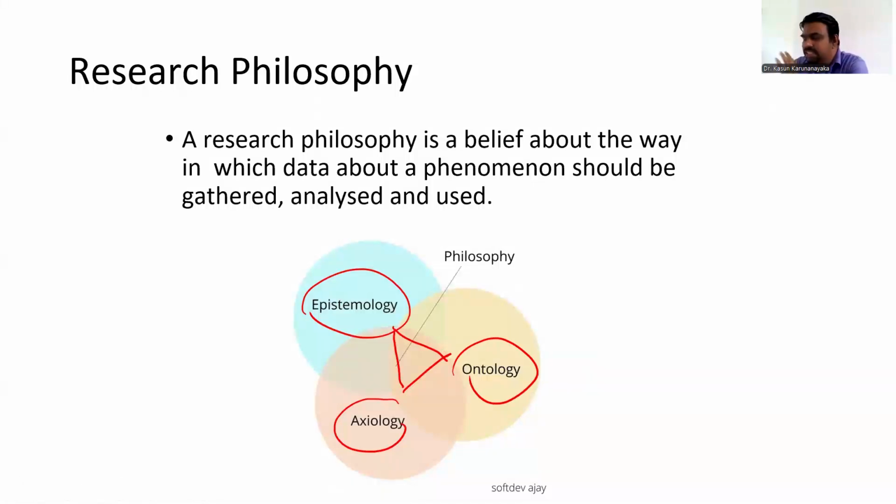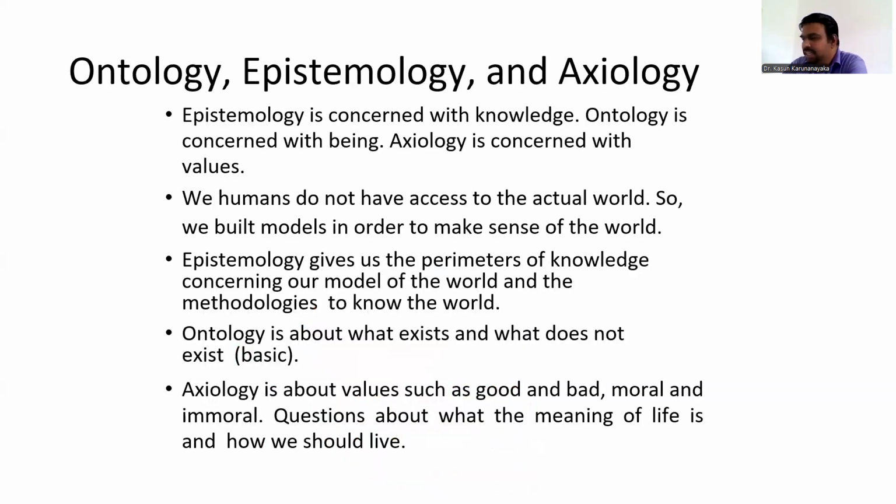So let's first understand what axiology, ontology, and epistemology are. I will start with axiology. Axiology is about values such as good and bad, right? Every action that you do, even a research you do, has some good aspects and bad aspects. It can be morally correct or it can be immoral.